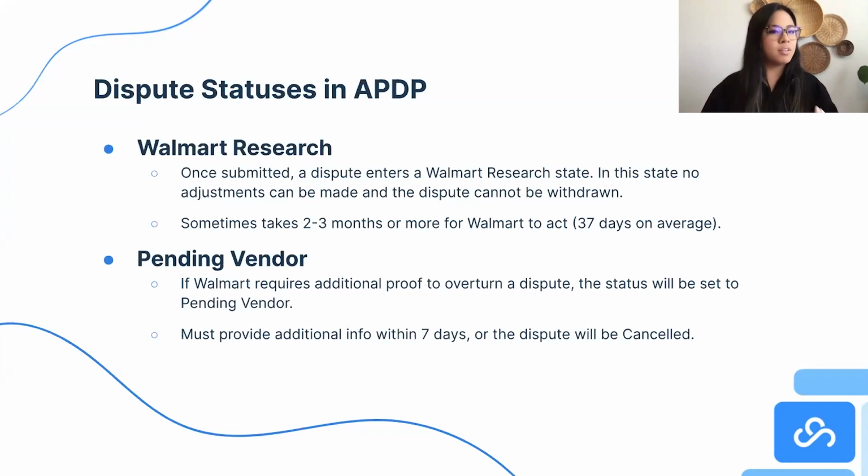Pending vendor is kind of what it sounds like. Basically, this is Walmart or Genpact saying, hey, we reviewed it, and we need a little bit more information from you. They'll send it back to you, and then you'll be able to provide additional proof. One key thing to note here is that you do need to provide additional information within 7 days. You have 7 days from the time they push it back to you, or the dispute will be canceled. And when it's canceled, you have to start the whole process all over again. So it's a good thing to pay attention to anything that falls into the pending vendor bucket.